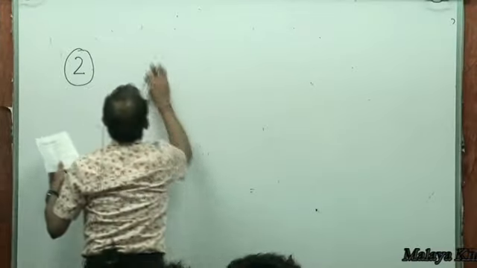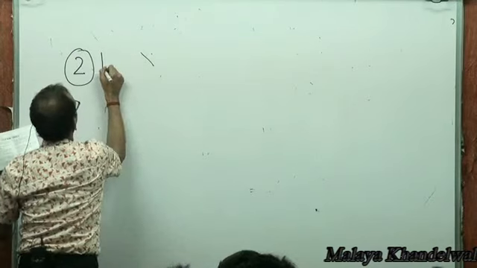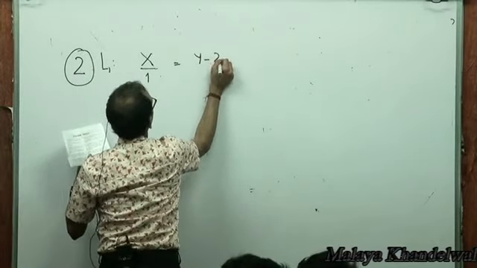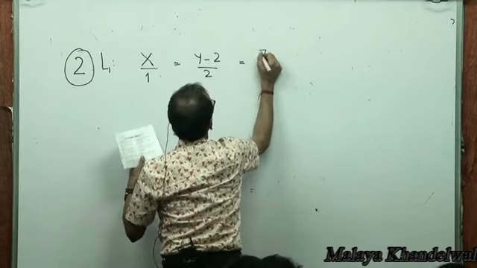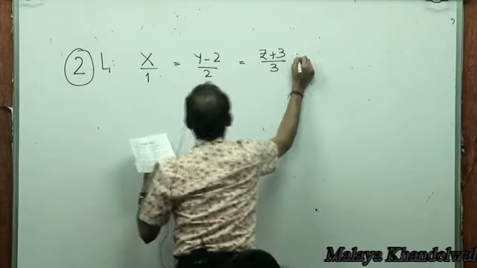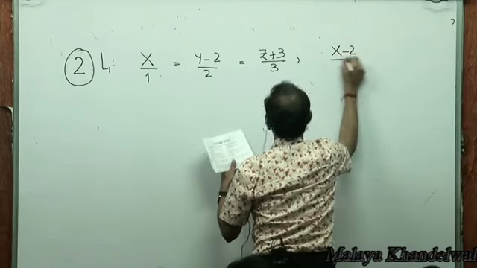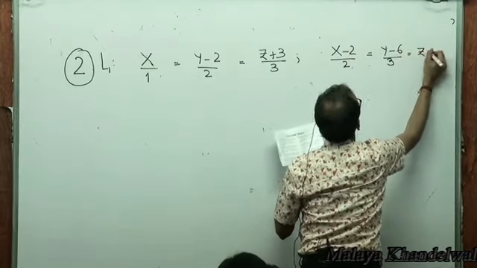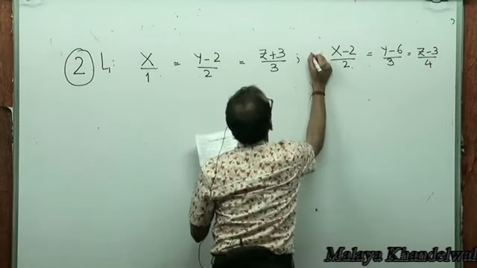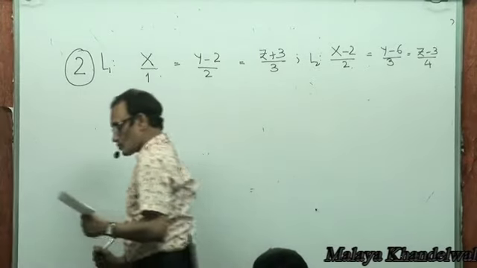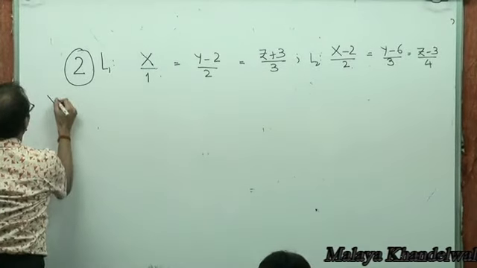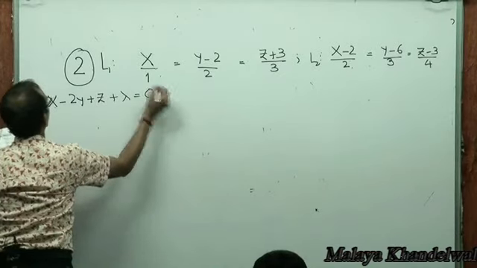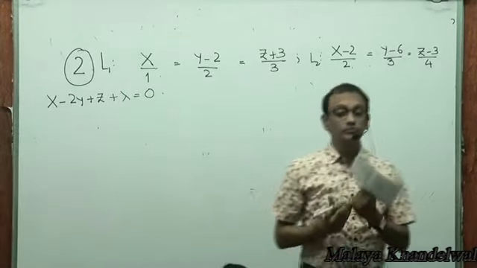Now, there are a pair of lines, say line L1. X by 1 is y minus 2 by 2 is z plus 3 by 3 is one line. There is another line which is x minus 2 by 2 is y minus 6 by 3 is z minus 3 by 4. These are two lines, L1 and L2. And there is a plane containing these two lines, x minus 2y plus z plus lambda equal to 0. We want to be able to find the value of lambda.